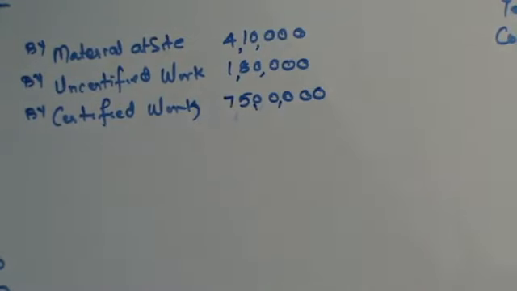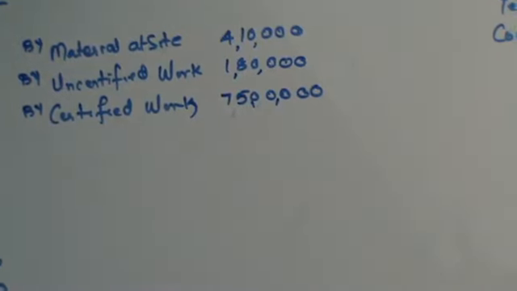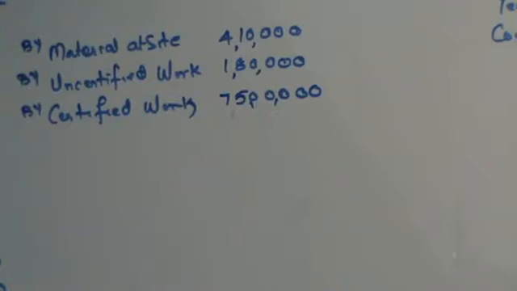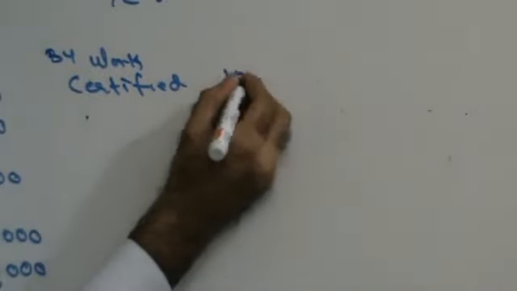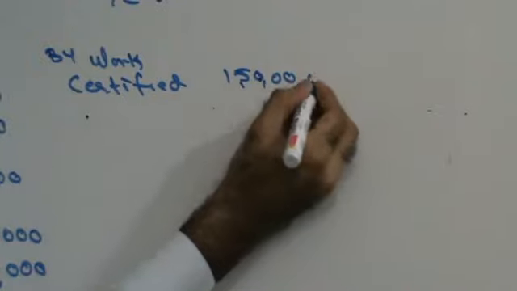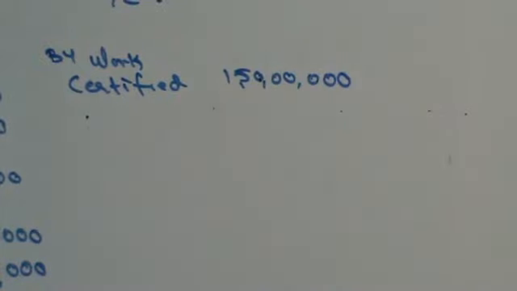Okay. And they've given you that this is 1 crore 50 lakhs. So this is by work certified. I'm not adding here, guys. Work certified is 1 crore 50 lakhs. Fine. So we've done these entries.